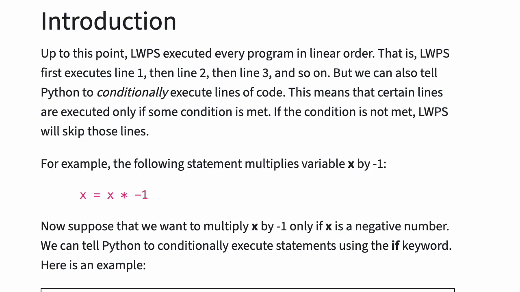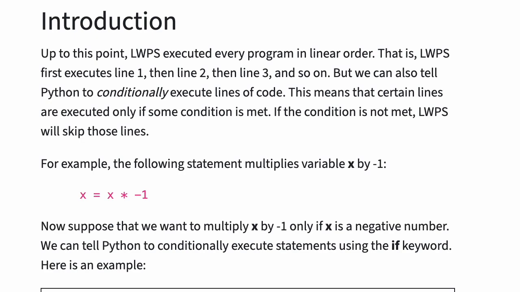Up to this point, LWPS executed every program in linear order. That is, LWPS first executes line 1, then line 2, then line 3, and so on. But we can also tell Python to conditionally execute lines of code. This means that certain lines are executed only if some condition is met. If the condition is not met, LWPS will skip those lines.